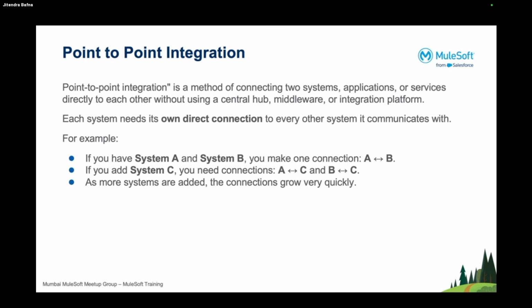If in future system C comes, and some other system called a database comes, system C will connect to the database, and we have to maintain the connection string in system C. In future, system B also wants to connect to system C, so there will be a direct linkage between system B and the database.